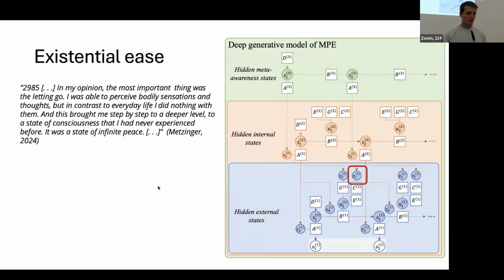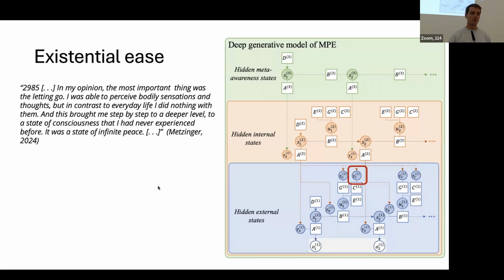The next quality that we could introduce here is this notion of existential ease, which I've been modeling as a flattening of the prior preferences, which is this precision parameter over the preferences C. What's interesting is that if we were to do this, it really just drops out the pragmatic driver of action in the generative model. And so an agent that has a very flat prior preference is going to experience a sense of stillness. I really like this quote: "I was able to perceive bodily sensations, but I did nothing with them." And that speaks to what would happen computationally if we were to flatten this.